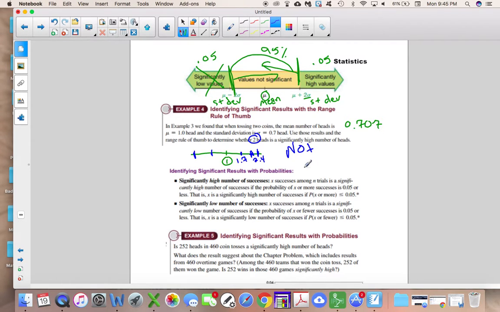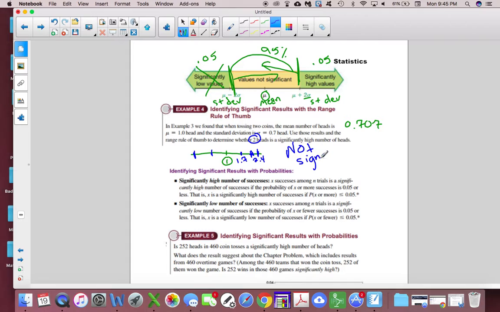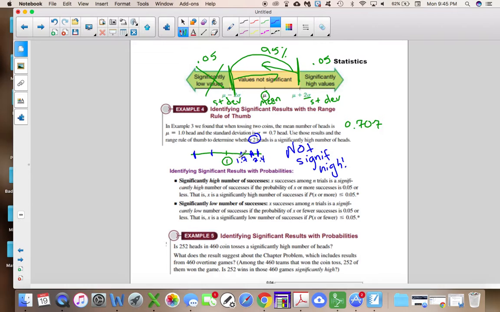You don't go, wow, I just got two heads when I flipped two coins. It's not significantly high, right? It's not that big of a deal. And that's why it's not more than two standard deviations above the mean. It lives right here, not important.